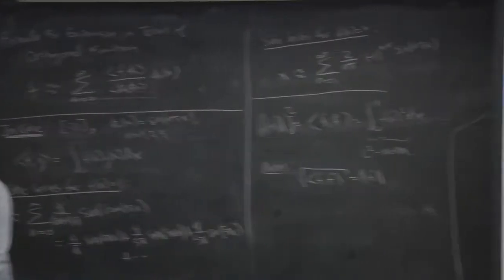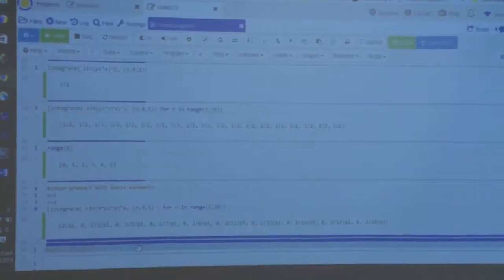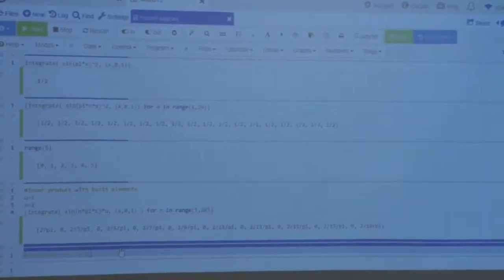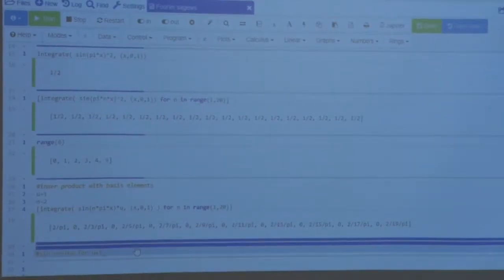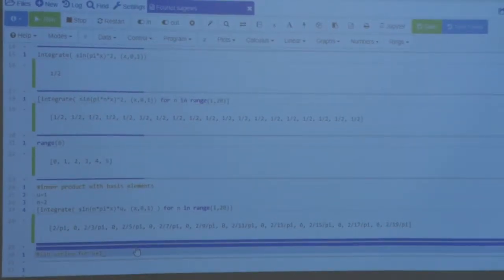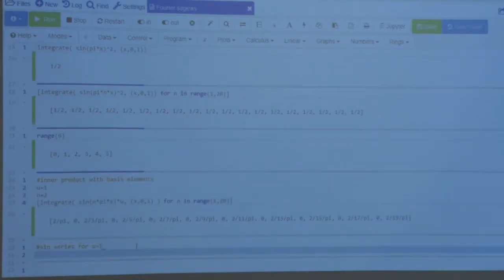So let's compute the sine series for u equal to 1. Really I'm doing this where this is u instead of f here. So this is the sine series for u equal to 1. Let's make a list of them and then we'll sum them. So here we're doing integrate.